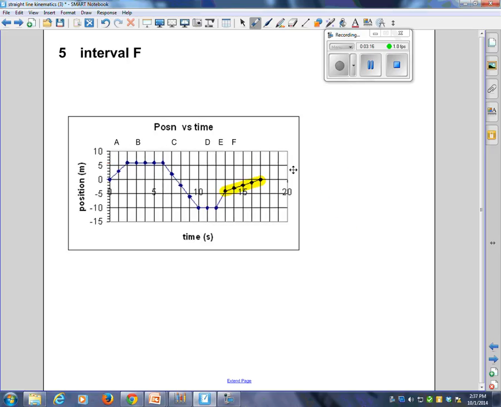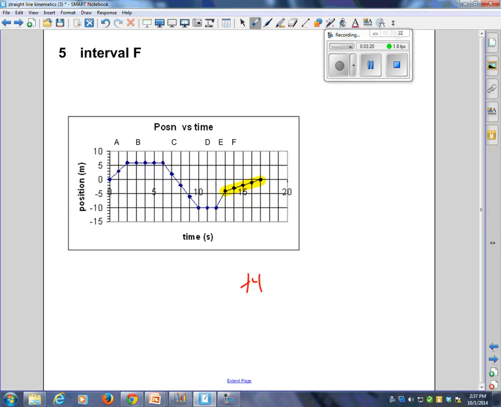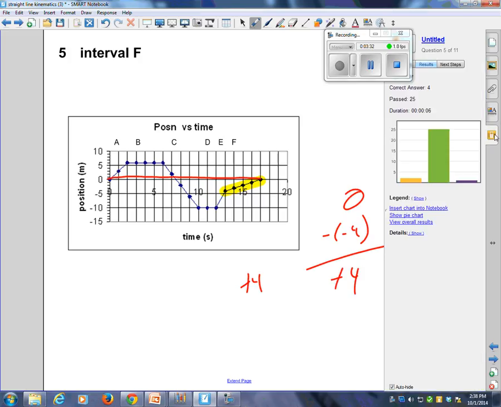Interval 5, again, must be positive. Positive 4. How did I get that? Final position is 0. Initial position is minus 4. 0 minus minus 4? Plus 4. Any questions about displacements?